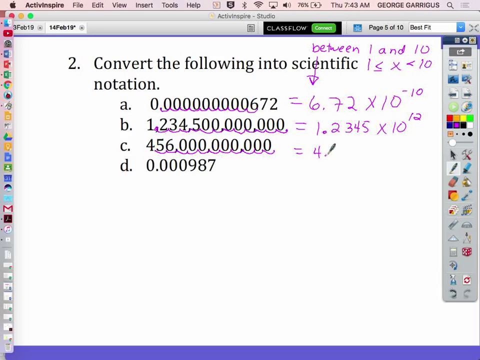So 4.56 times 10 to the 11th. We have a small number for D. 1, 2, 3, 4. Again, I'm moving it so that I create a number between 1 and 10. And I've moved it 1, 2, 3, 4 spots. It's small, so it's -4.